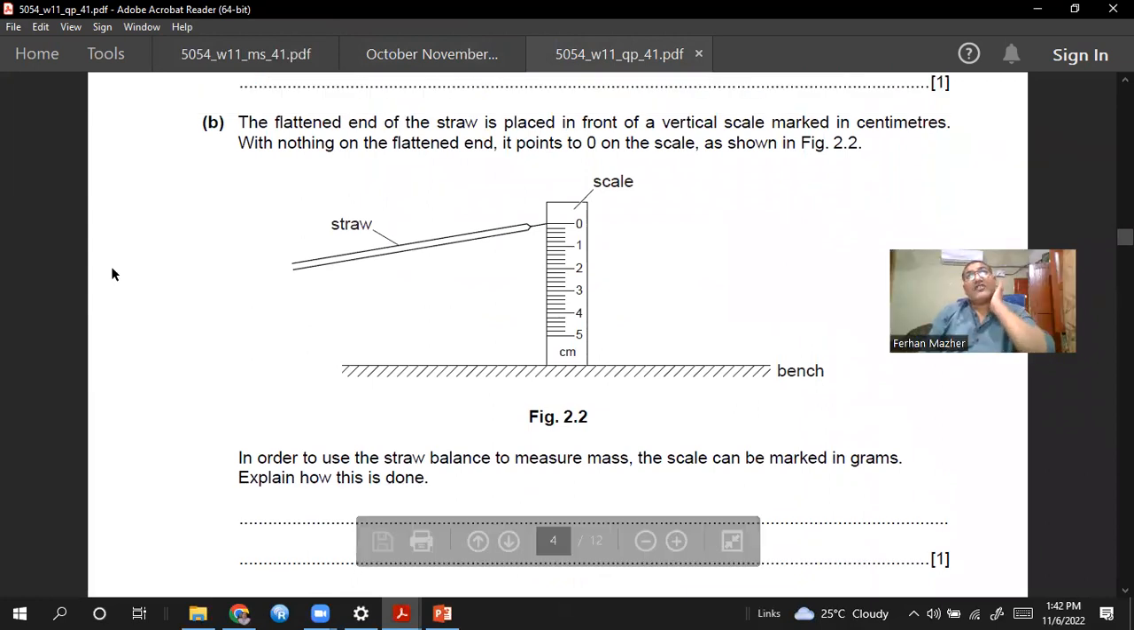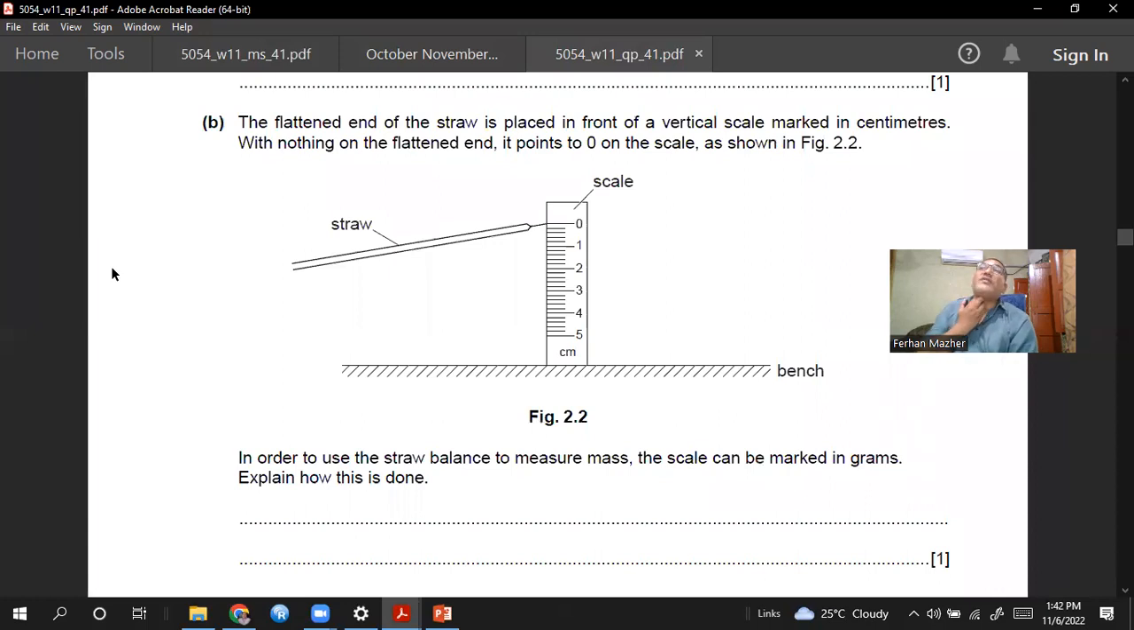The flattened end of the straw is placed in front of a vertical scale marked in centimeters, with a pointer on the flattened end. It points to 0 on the scale as shown in figure 2.2. In order to use the straw balance to measure masses, the scale can be marked in grams. Explain how this is done.